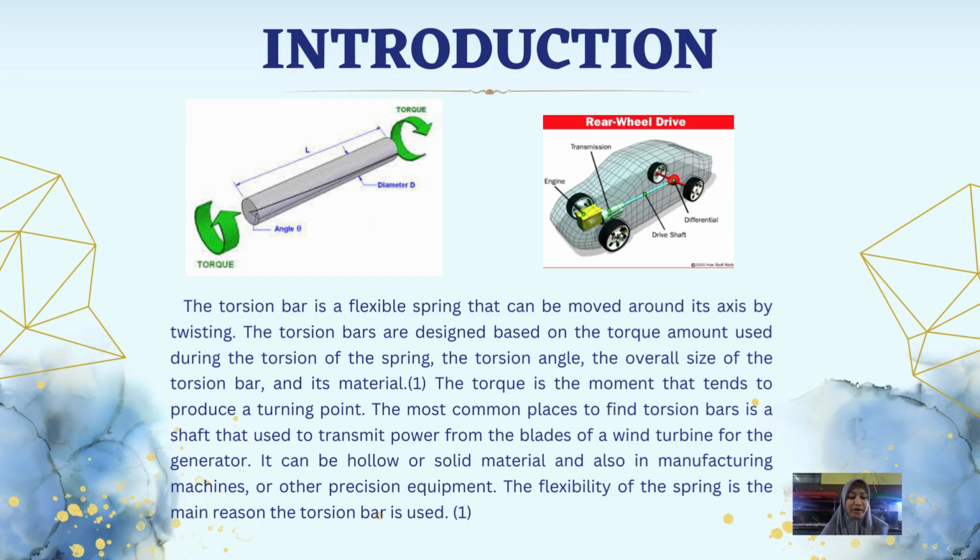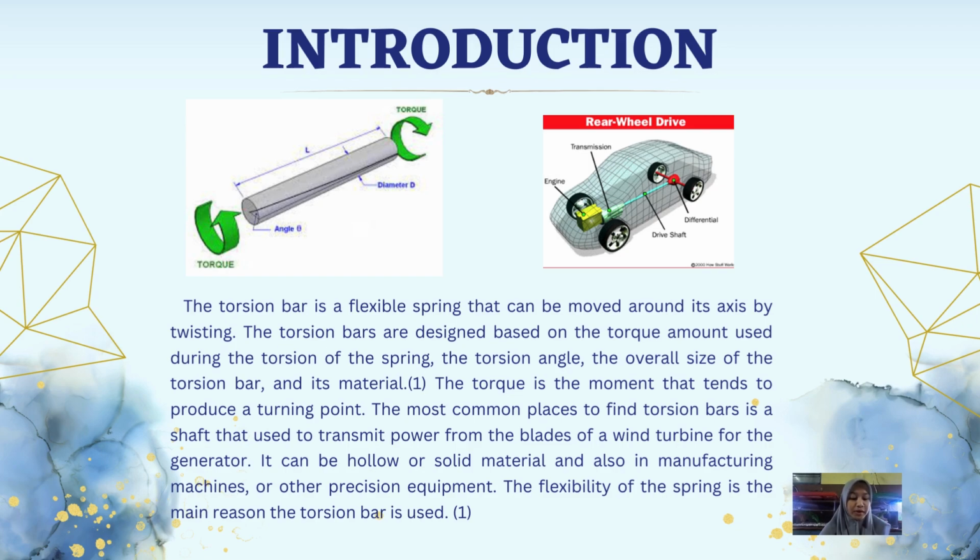Introduction for this experiment. The torsion bar is a flexible spring that can be moved around its axis by twisting. The torsion bars are designed based on the torque amount used during the torsion of the springs, the torsion angle, the overall size of the torsion bar, and its material. The torque is the moment that tends to produce a turning point.